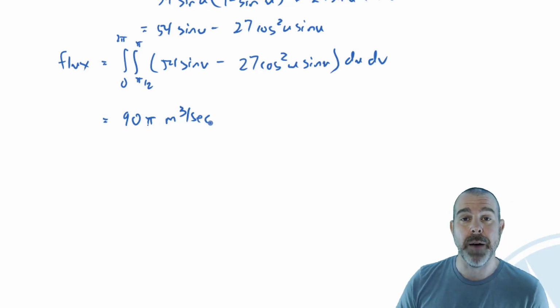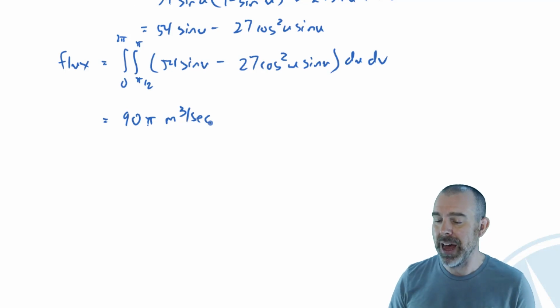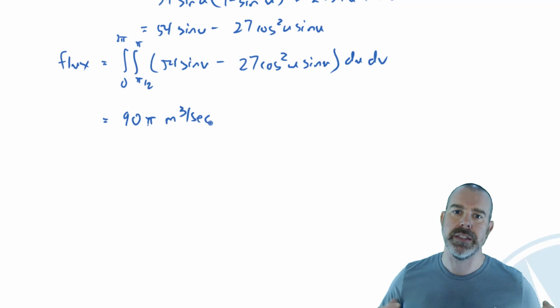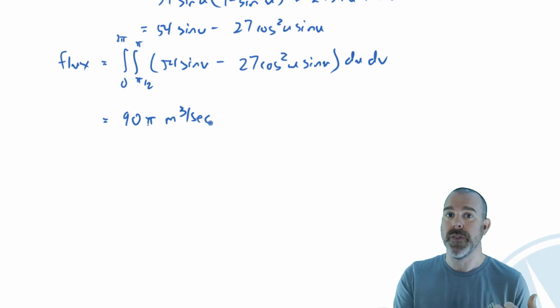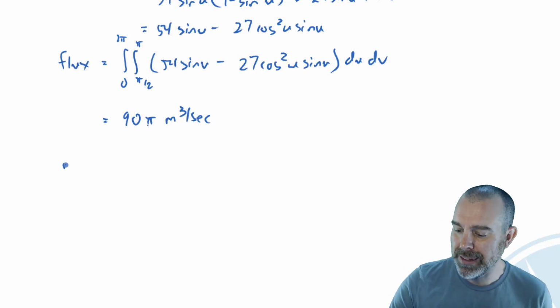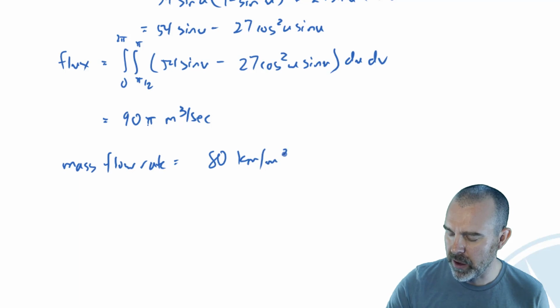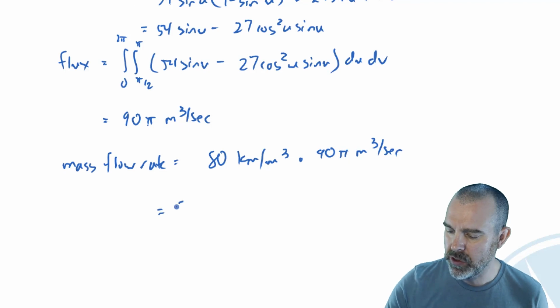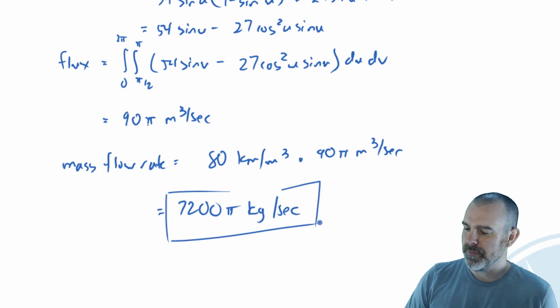So that's the flow, that's how much fluid is flowing through this hemisphere in a given second, 90 pi cubic meters. The units here are big, right? This isn't like a little filter in your kitchen. This is a 3 meter wide hemisphere, so it's very big. So the mass flow rate will be 80 kilograms per meter cubed times 90 pi cubic meters per second. So you get 7,200 pi kilograms per second. That's a lot.